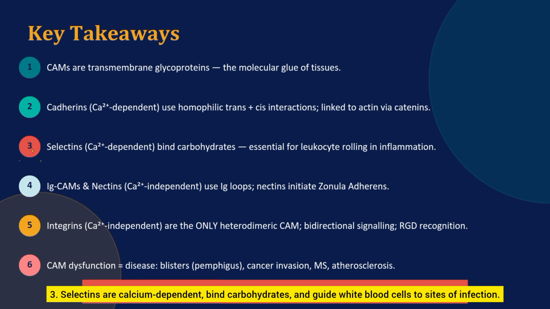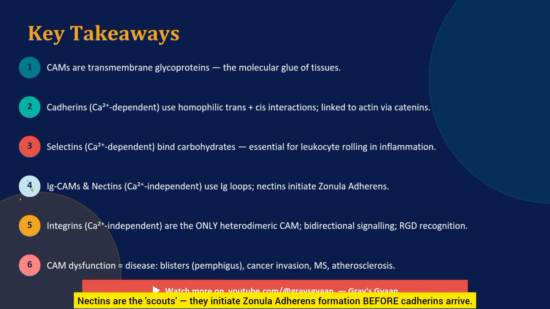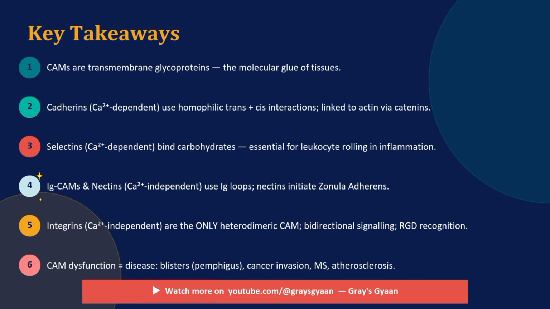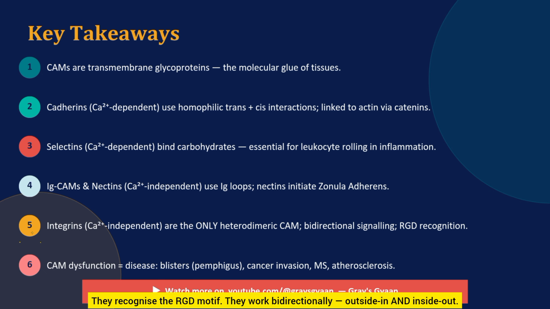Point number 3. Selectins are calcium-dependent, bind carbohydrates, and guide white blood cells to sites of infection. L for lymphocytes, E for endothelium, P for platelets. Point number 4. IgCAMs and nectins are calcium-independent. Nectins are the scouts. They initiate zonula adherens formation before cadherins arrive. Point number 5. Integrins are the only heterodimeric CAMs, alpha plus beta subunits. They recognize the RGD motif. They work bidirectionally, outside in and inside out.